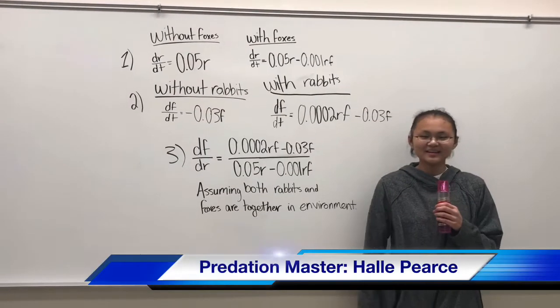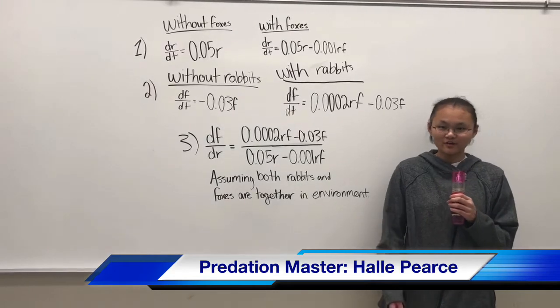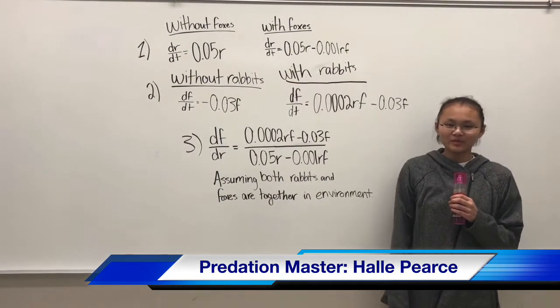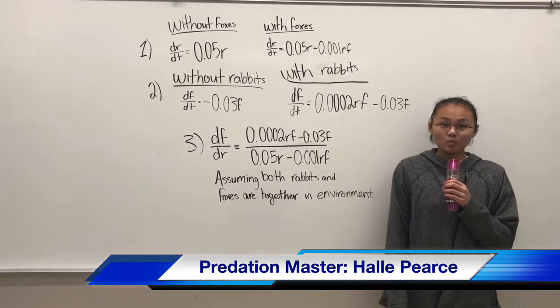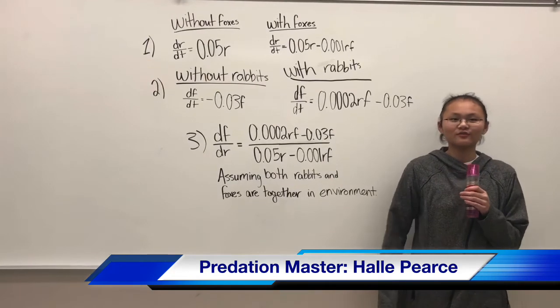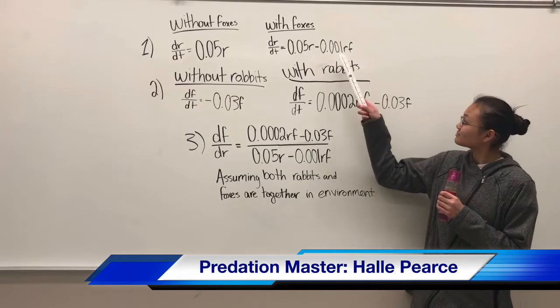Thank you, Madeline. Now let's look at the rabbit population. Rabbit population grows at a rate of 5% of their current population each year. But when there are foxes, 0.1% of the product of the rabbit population multiplied by the fox population dies.